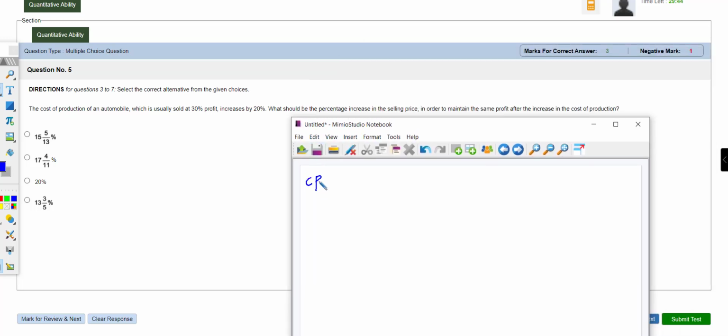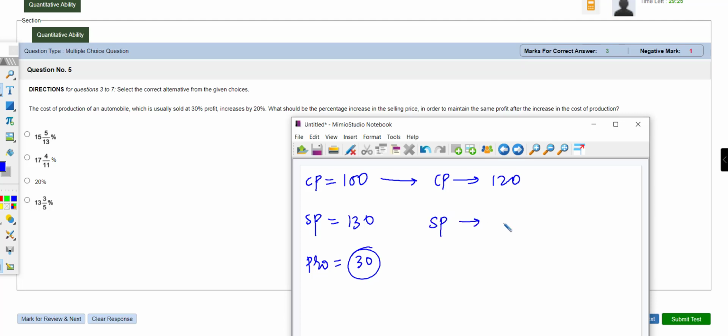The initial cost price I will take as 100, and the initial selling price becomes 130 rupees. So over here the profit earned is how much? 30 rupees. In the second case, the cost price is going to be how much? A 20% increase in the cost of production, that is equal to 120. We want the selling price to be how much? We want to earn the same profit of 30 rupees. That is 150 rupees as the selling price now.